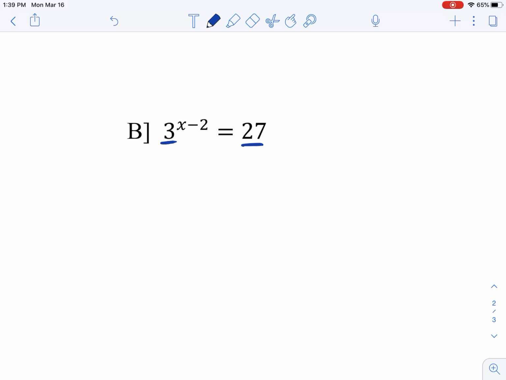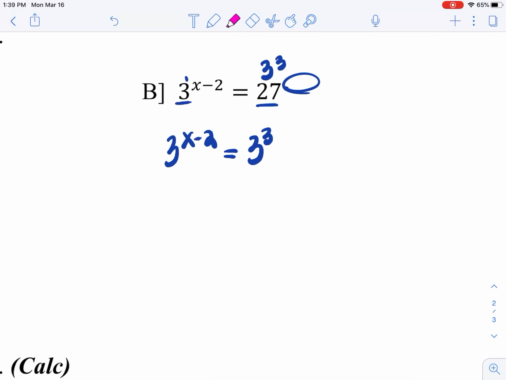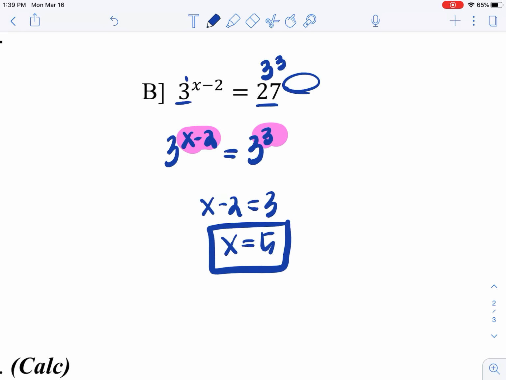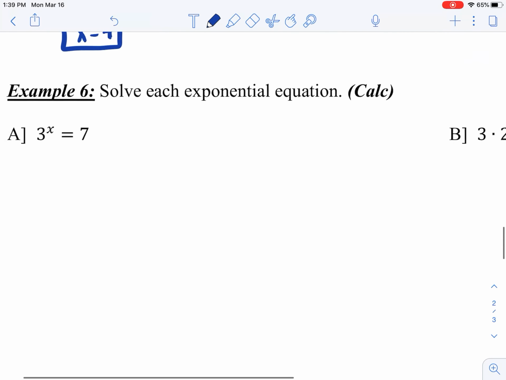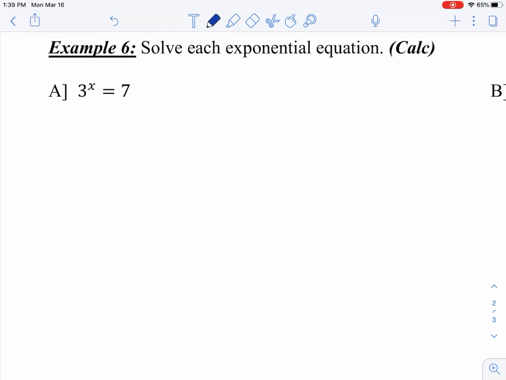All right, this one, I look at the bases. Can I rewrite them both to have the same base? I can rewrite this as 3 to the first power, which it already is, and I can rewrite 27 as 3 cubed. So now I have 3 to the x minus 2 is equal to 3 cubed. There's nothing here, so I don't have to worry about writing it down. My bases are the same, so my exponents must be the same. Set your exponents equal to each other. Solve for x, you get x equals 5. Once again, the original equation was an exponential function, so you do not have to check your solution.